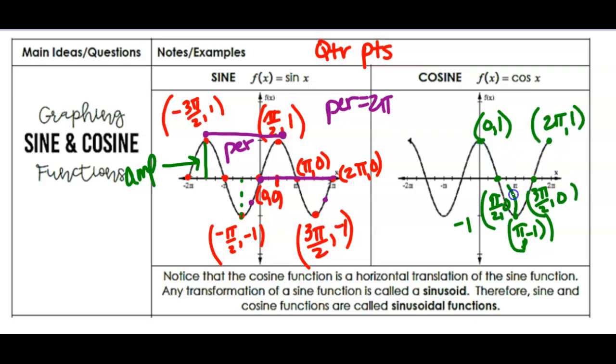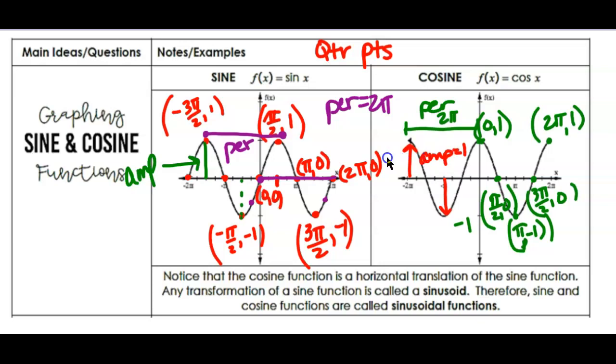So this shape repeats. So the period is this length, measured anywhere along here from start to finish. So that's 2 pi till it starts over again. And the amplitude is how far above and below it's going. So this one is going down to negative 1 and up to positive 1. So the amplitude is 1.